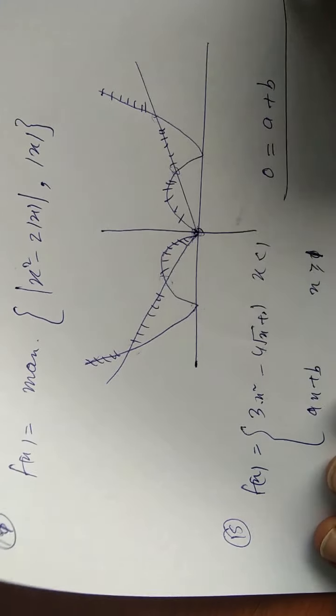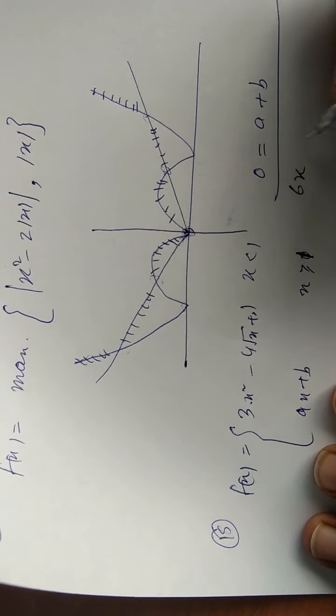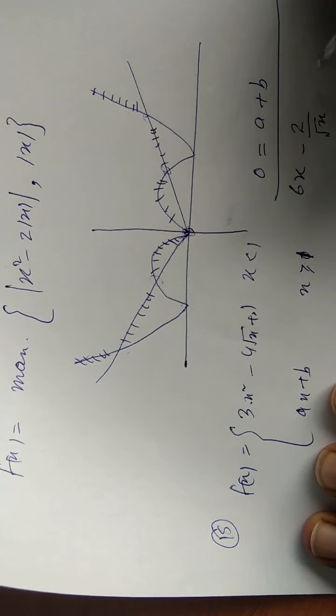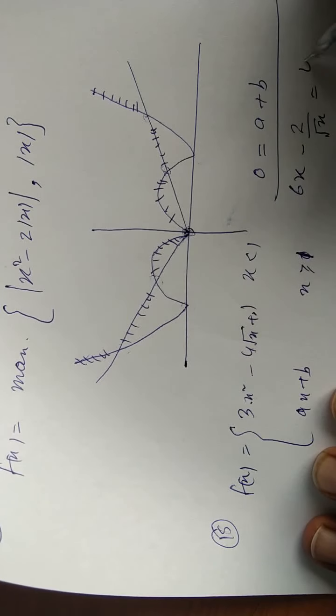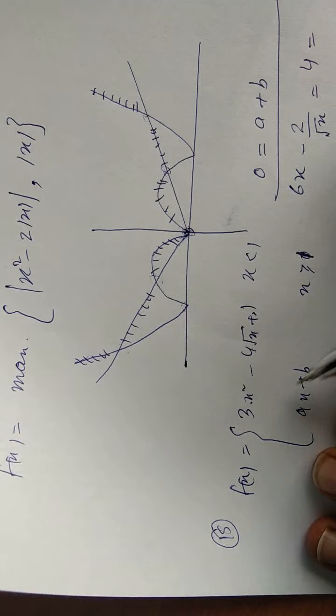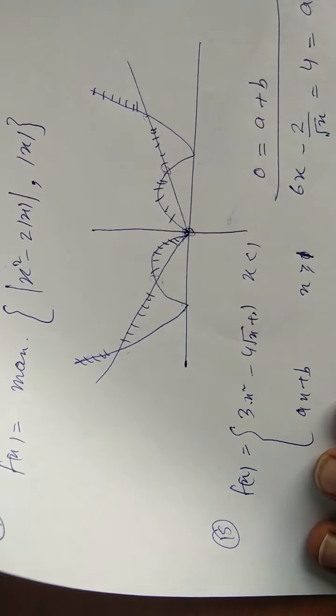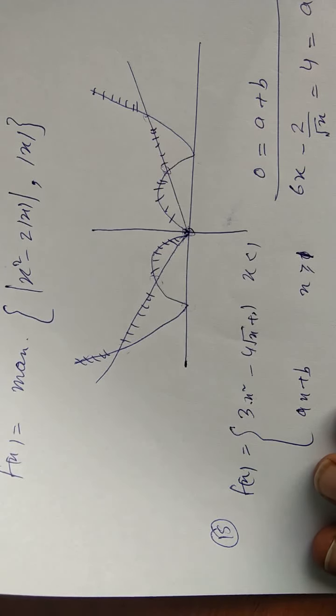And now check differentiability and differentiate this. 6x minus 2 by root x, and at x is equal to 1, this gives us 4, which should be equal to the slope of this at x tending to 1, which is a. So a is equal to 4 and b is equal to minus 4. Okay, so moving to the next question, question number 16.